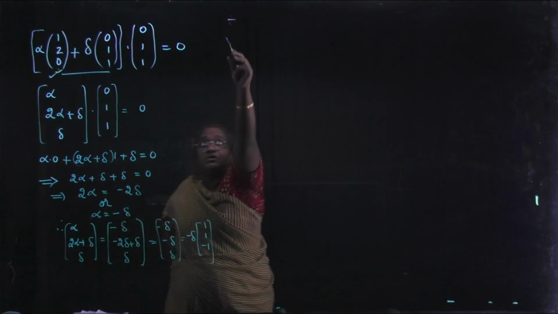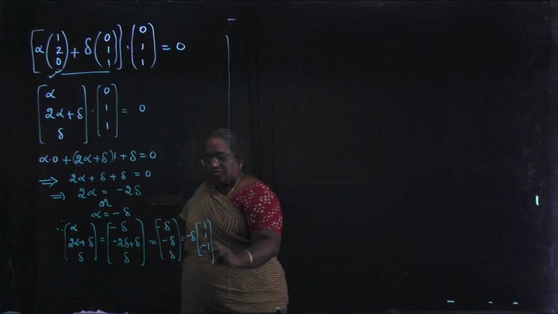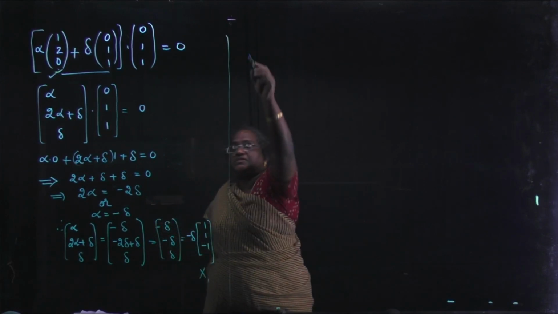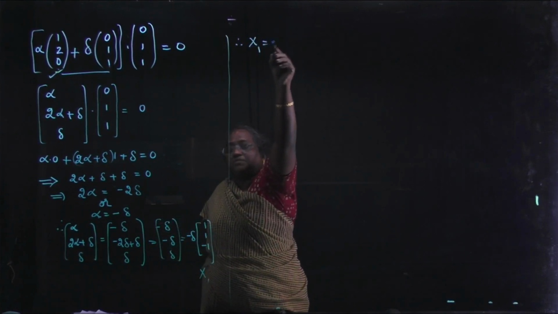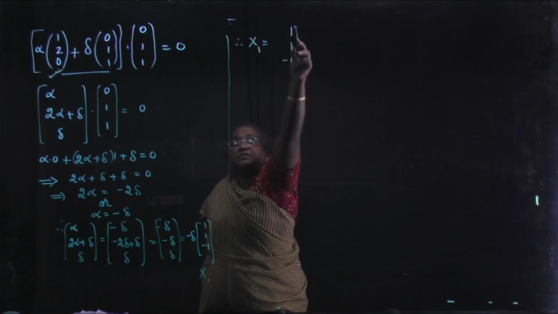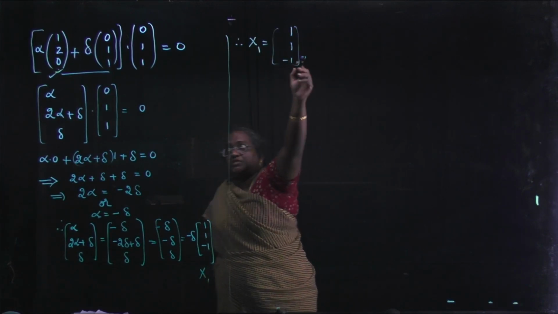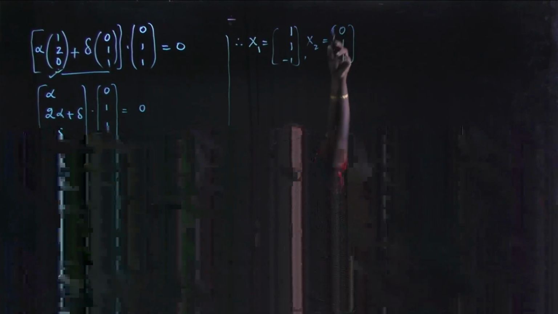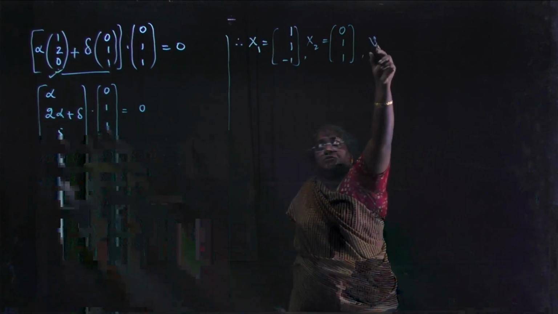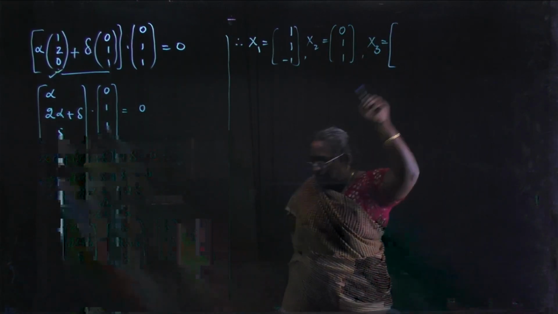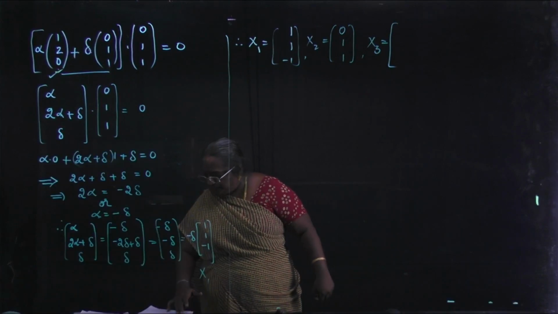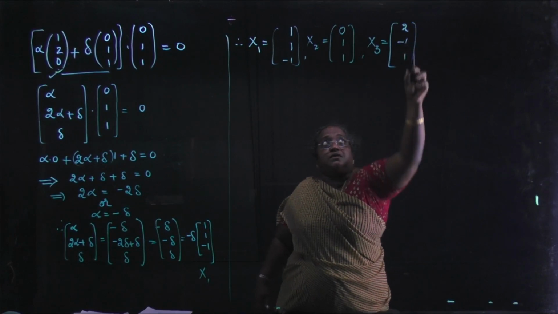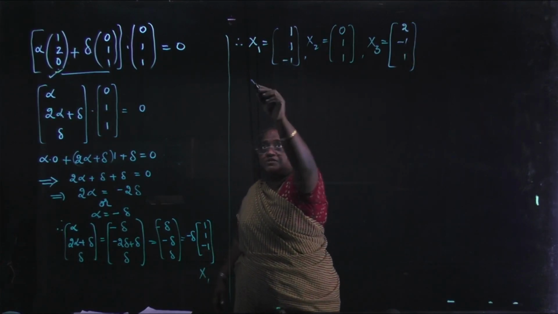Now you observe, automatically they will be orthogonal. So what am I going to replace? x1. If I replace x1 with this, therefore x1 is equal to 1, 1, minus 1. x2 has no change, 0, 1, 1. And x3, we have already seen what x3 is. So x3 is 2, minus 1, 1.